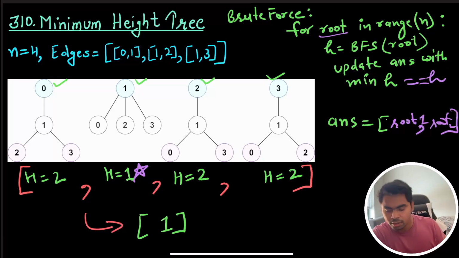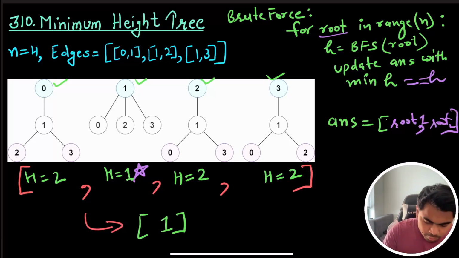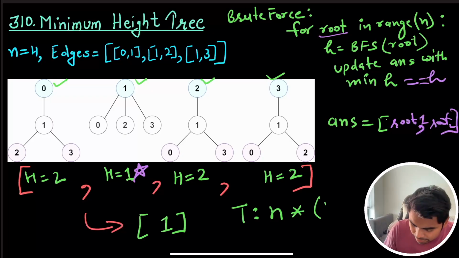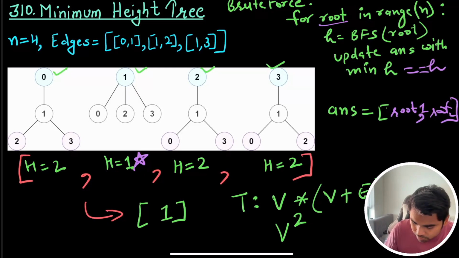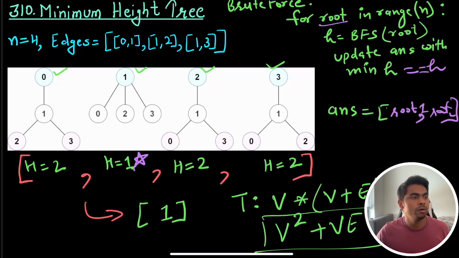So there might be multiple answers for this, but this brute force approach will not pass on LeetCode, and the reason being, what we are really doing is for all the nodes, so let's say there are n nodes, so for time complexity, for n nodes we are running BFS, which itself takes v plus e. Let's say n is the total number of vertices, v into v plus e. So if you see right here, the time complexity goes up to v square plus ve. Right, so this itself is not acceptable.